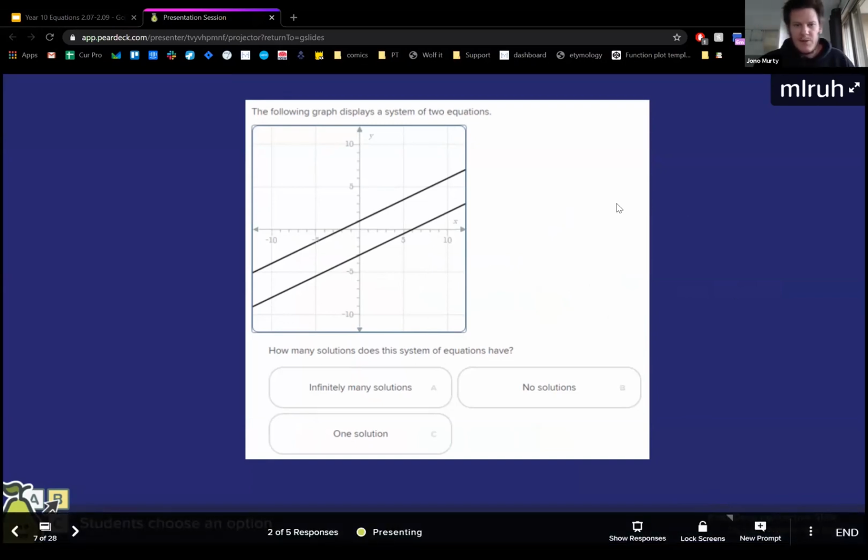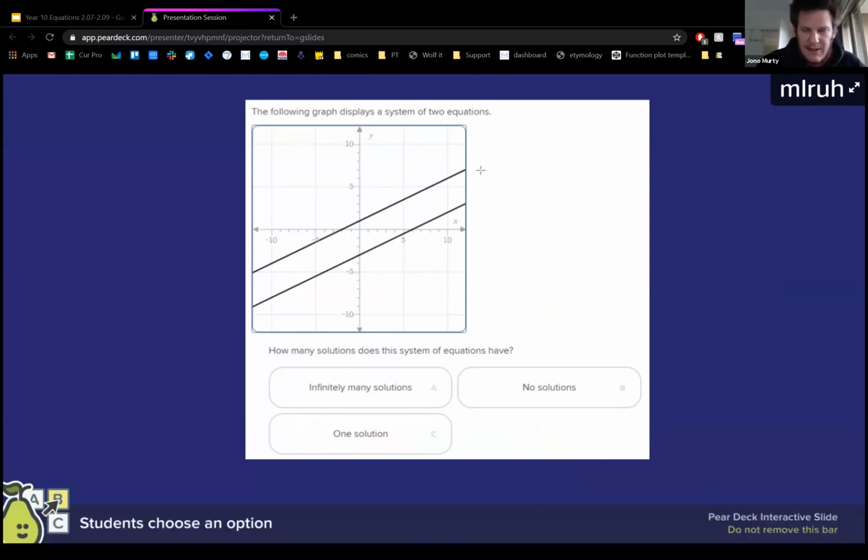The following graph displays a system of two equations. How many solutions does this system of equations have? Well, firstly, you'll note that these lines are parallel, and we know that means they will always be exactly this distance apart, and they will never actually touch. And we also know that a solution to a system of equations is the point where they meet. So if these lines will never meet, the answer is no solution. This is our answer here, no solutions.